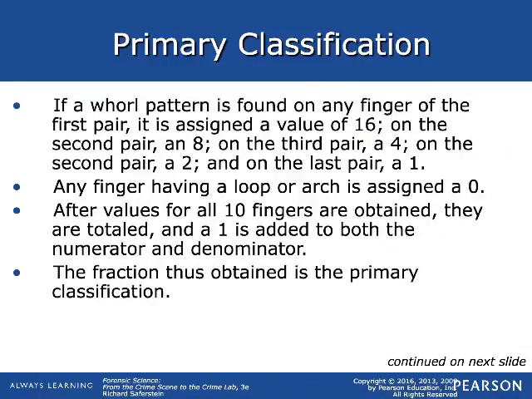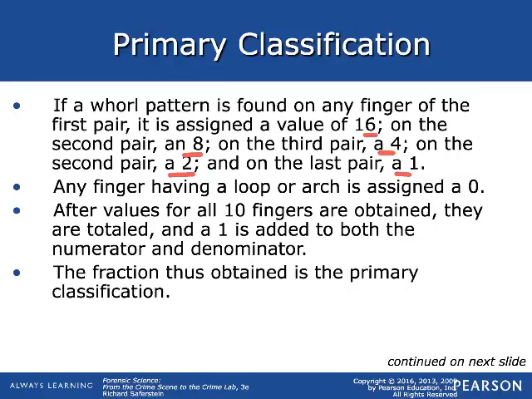If a whorl is there, in the first pair, it gets a value of 16. On the second pair, it gets an 8. On the third pair, it gets a 4. On the fourth pair, it would be a 2, and on the last pair, it would get a 1. So they take your fingers, they look at these patterns, and they assign them a number. The numbers are kind of random, but because they do it consistently, it's a way to match things up. Then any finger that has a loop or an arch gets a 0.